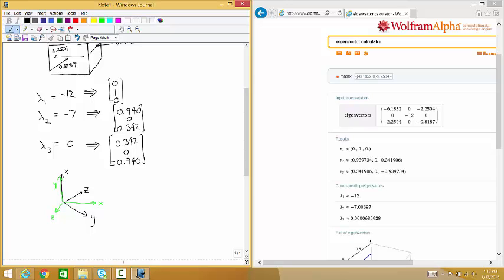So that would be different if you had lambda 1 equal to negative 7, right? Then it would be a different coordinate system, yes. And it doesn't matter which way you do it. But the way you draw the coordinate system needs to match up with the order of the eigenvalues.